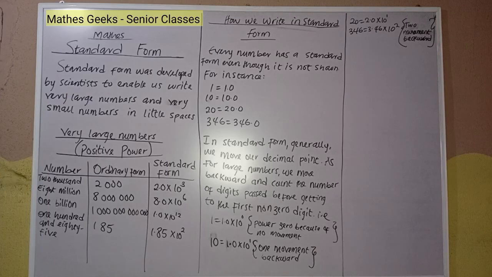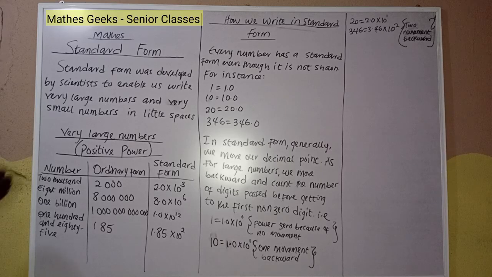So let's start. Standard form was developed by scientists to enable us to write very large numbers and very small numbers in little spaces. It has a notation. We're going to look at very large numbers in this first video, very large numbers, which means positive power.